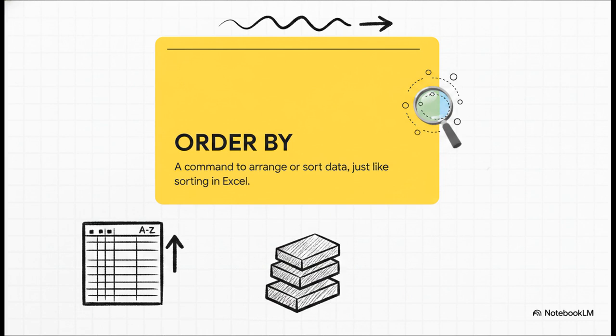Honestly, the easiest way to think about it is it's the code version of clicking that sort A to Z button on a column in Excel. It's really that simple, and it is that powerful.